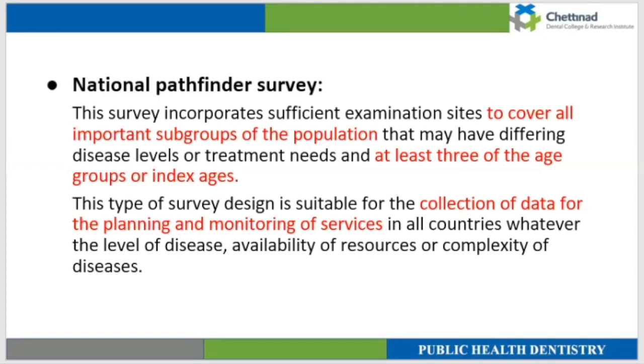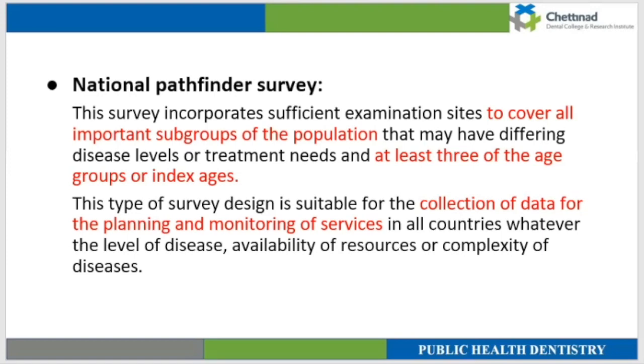In basic oral health surveys, we use 5 index age groups: 5 years, 12 years, 15 years, 35 to 44 years, and 65 to 74 years. Why these 5 index age groups have been selected in the WHO assessment form, we can see clearly.